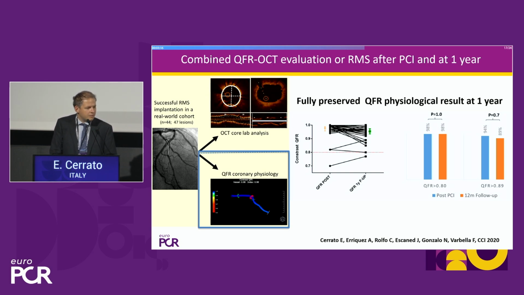But if you move to the physiology, it is very interesting that in any case, also in presence of some kind of lumen loss in such cohort of patients, we obtain a fully preserved QFR physiology result at 1 year, demonstrating that despite a potential lumen loss of the vessel, we can have a restoration of the normal flow without residual ischemia.